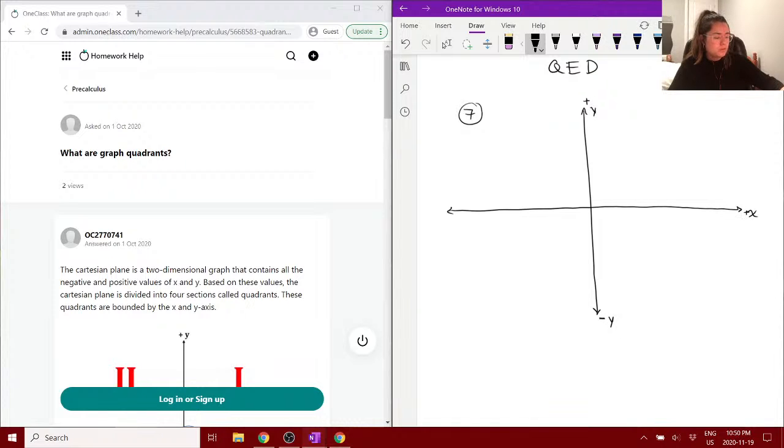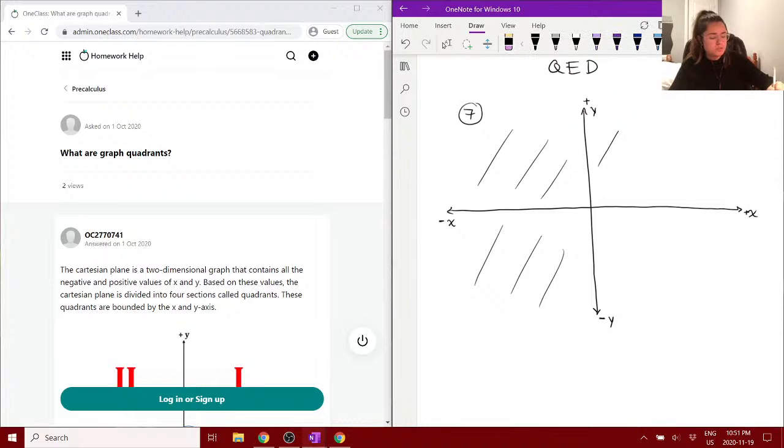And we also know that the right side of the horizontal axis is plus x and the left-hand side of that is minus x. So that leaves 4 quadrants. We have 1 quadrant, 2 quadrants, 3 quadrants, 4 quadrants, right?